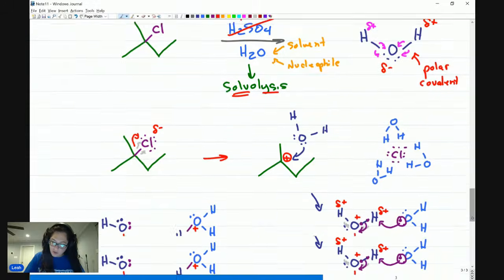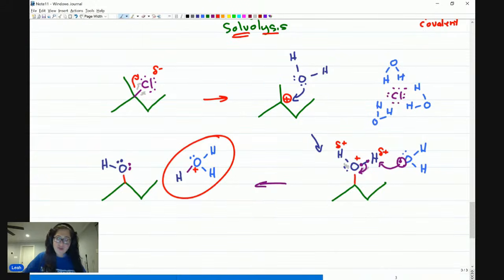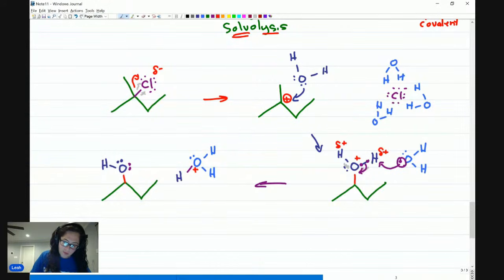And so when I show my final product, the definition of a catalyst is that it gets regenerated, it doesn't get used up. This is my catalyst coming back. If your professor likes to see a balanced final product, just show the Cl- next to it. So it's a hydronium chloride in solution. And then this is the final product for SN1.